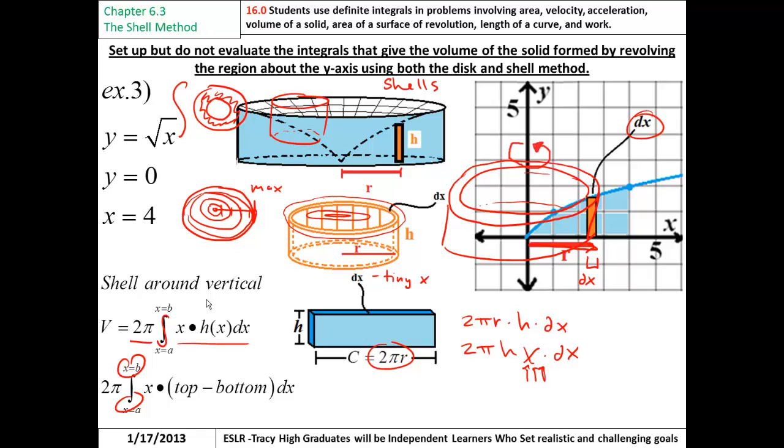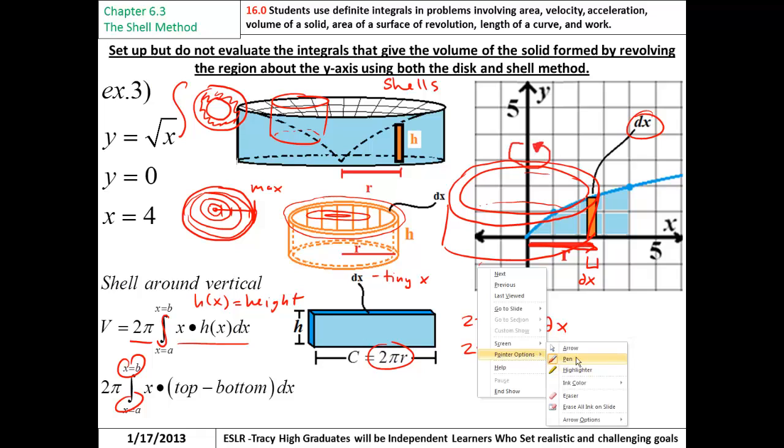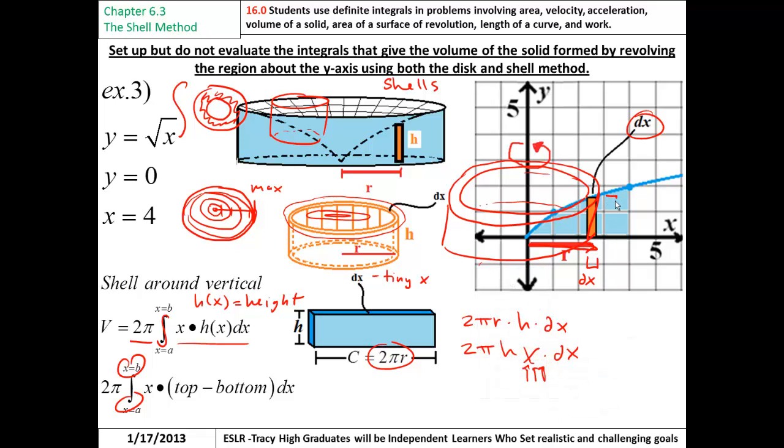And we're calling h of x. H of x is the height as a function of x. So graphically, the height is this length here of that orange little cross-sectional segment. That is h of x. And so h of x, in this particular case, is the square root of x, since that is our function.